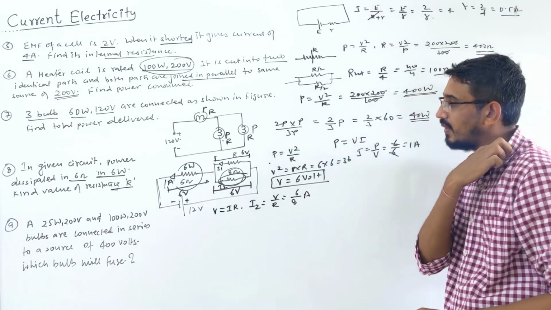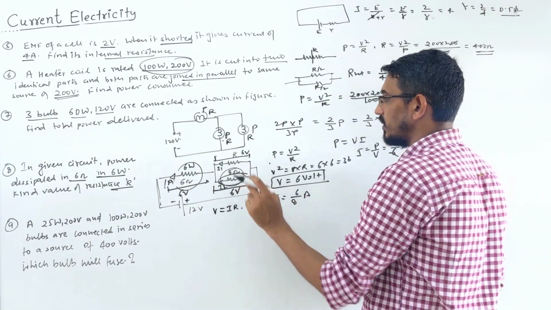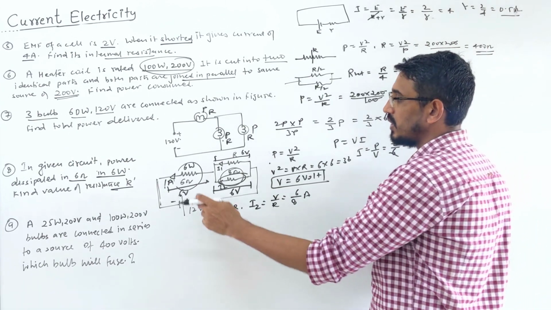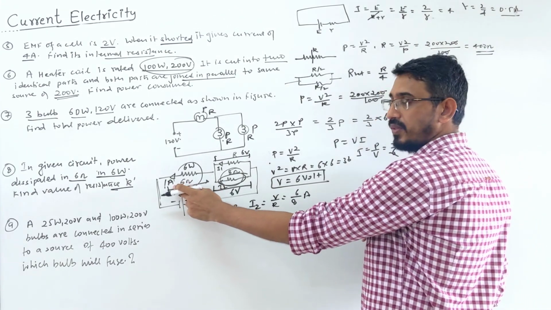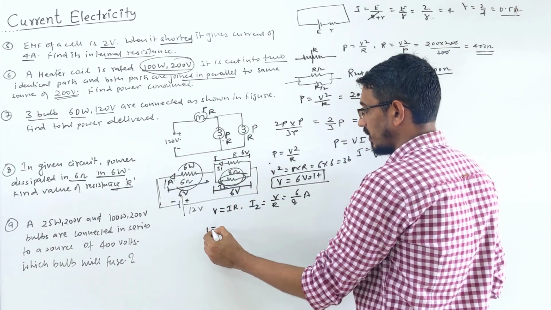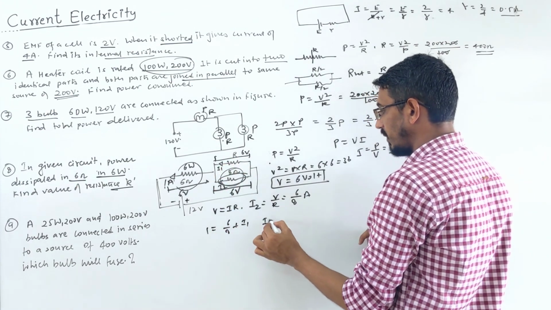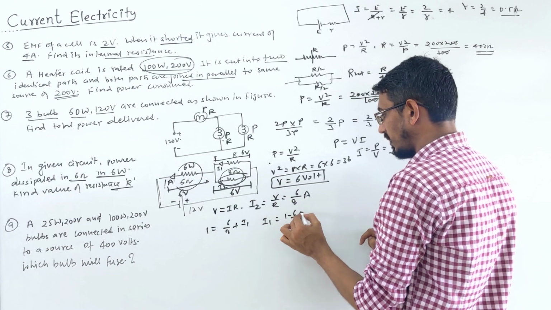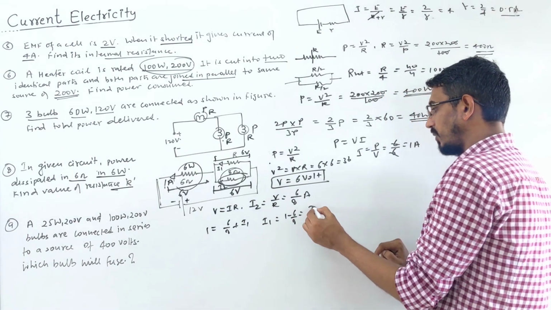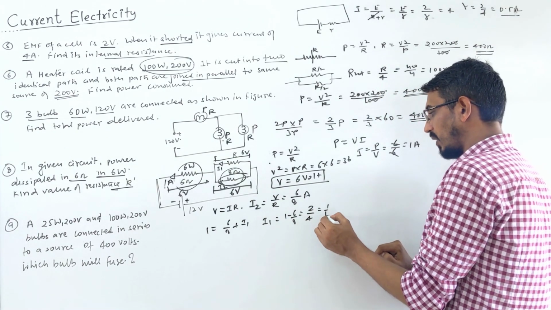Now listen carefully. What's the current in this other branch? We can calculate it. Why? Because the net current here is 1 ampere, right? Which is this plus that. So 1 is equal to 6 by 8 plus I1. So I1 is 1 minus 6 by 8. You say 2 by 8, or you say 1 by 4 ampere.